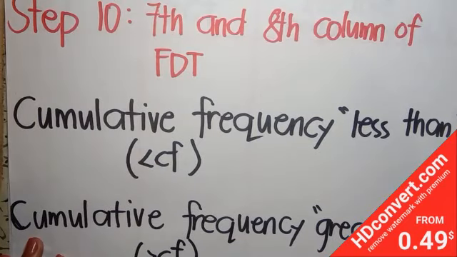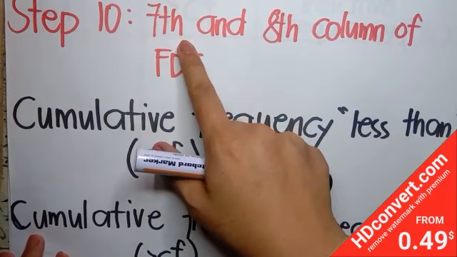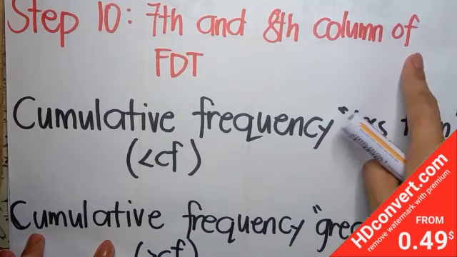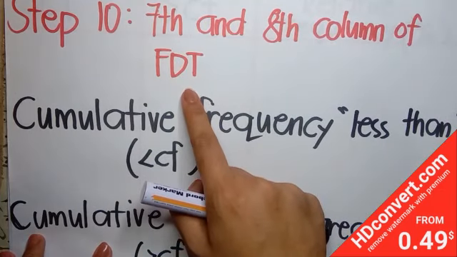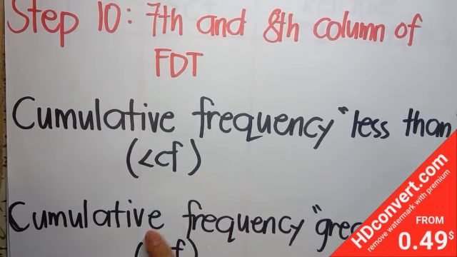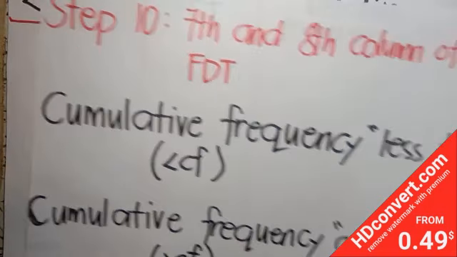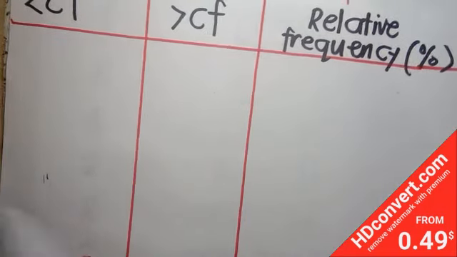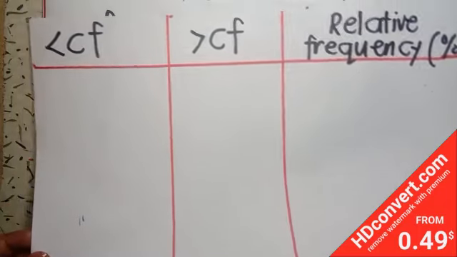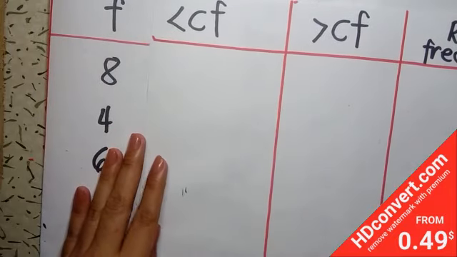So, next step is the cumulative frequency. Ayun na yung ilalagay natin sa 7th and 8th column ng FDT. Sa cumulative frequency, meron tayong tinatawag na less than CF. Then, meron din tayong tinatawag na greater than CF or greater than the cumulative frequency. Let's go to the table. Pag sinabi kasi natin less than CF and greater than CF, ang gagamitin natin ay yung frequency natin. Ito na yung frequency natin.